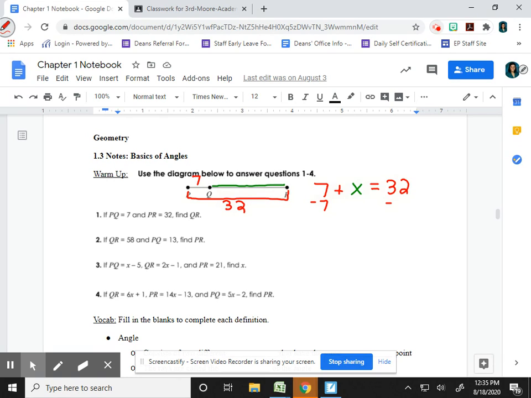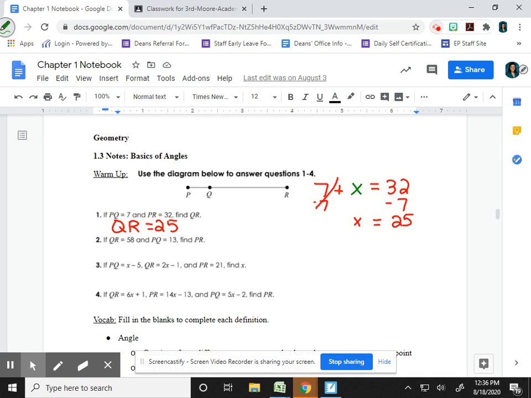Then we're going to subtract our 7 to the other side to get x by itself, and now we get that it is 25. That x is really the length QR. So QR is 25. Each time I like to erase and go back to the drawing board so I can write on top of it. You may not have that option if you're using a pen.